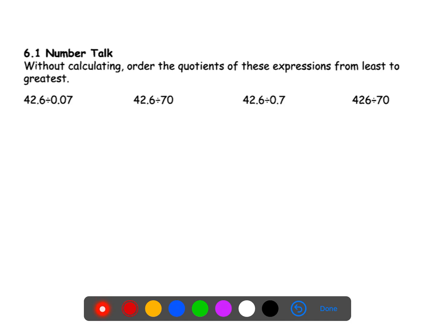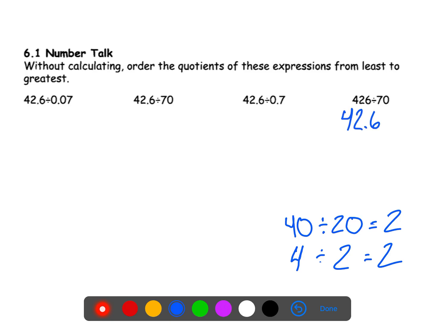You can think about that this way. If I were to take 40 divided by 20, the answer is 2. Now if I write that 1/10 the size, so I get 10 times smaller, 40 would become 4, and 20 would become 2, this is going to have the same quotient. So let's do that with the problem we're working with. 42.6 divided by 7 will have the same quotient as what we were first given originally.